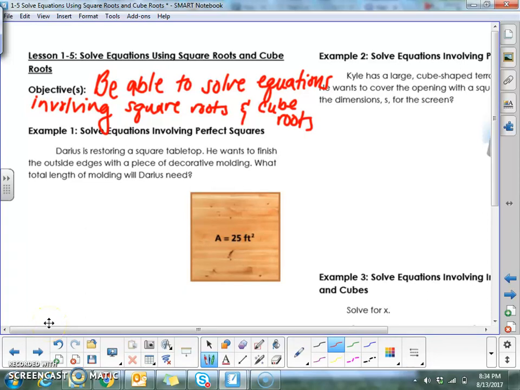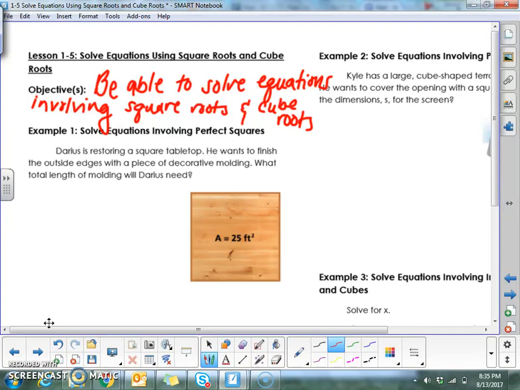Lesson 1-5 was over solving equations using square roots and cube roots. So the objective is to be able to solve equations involving square roots and cube roots. The first example was when you have equations that are involving perfect squares. So basically a number times itself gives you a perfect square.